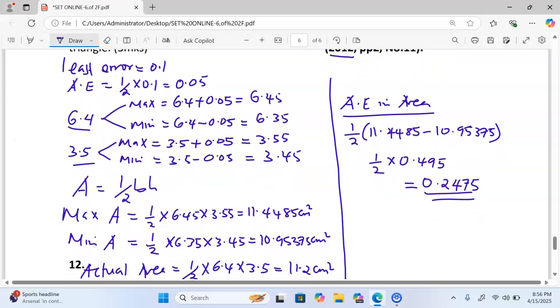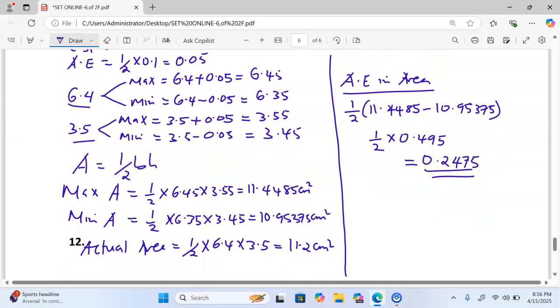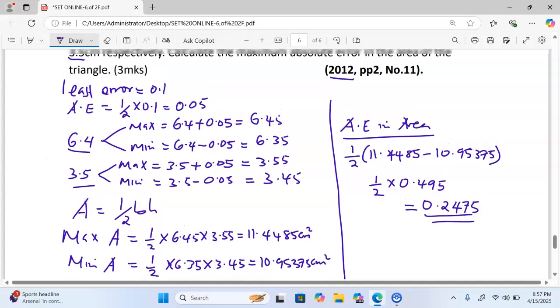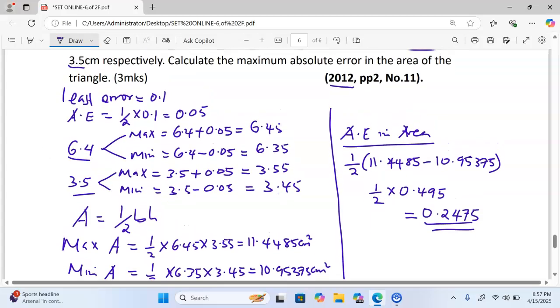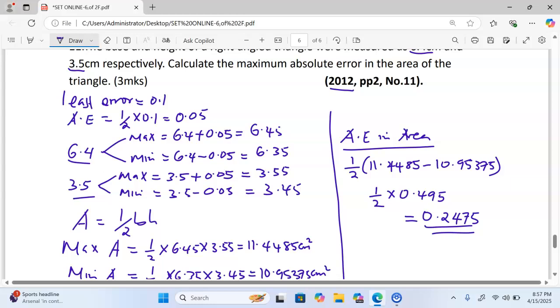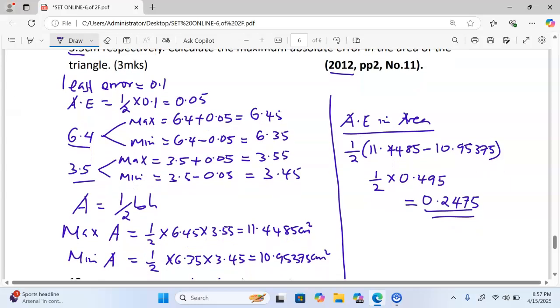But in case you are required to calculate the percentage error, you can get it by taking the absolute error over the actual area of 11.2. You multiply by 100, and you'll be able to get that percentage error. That is in case the question was on percentage error. But for the maximum possible error, the maximum absolute error in the area, we have the answer as 0.2475.